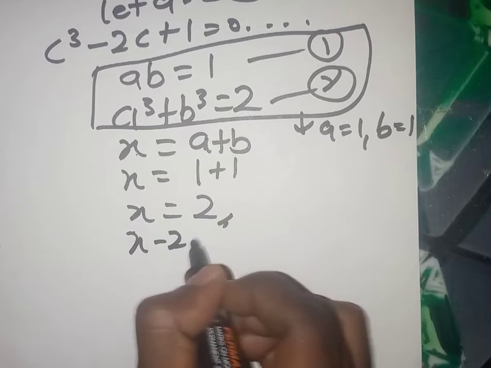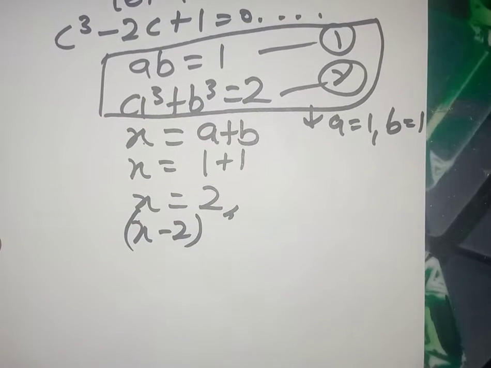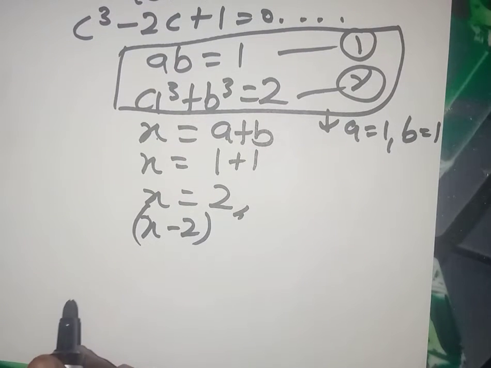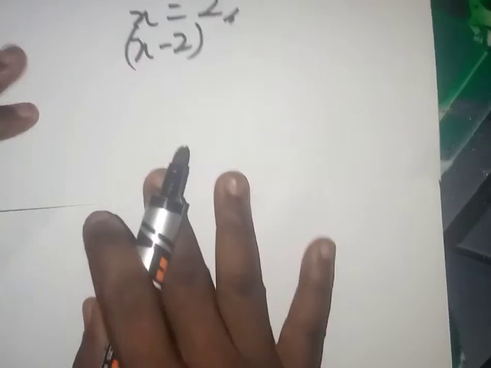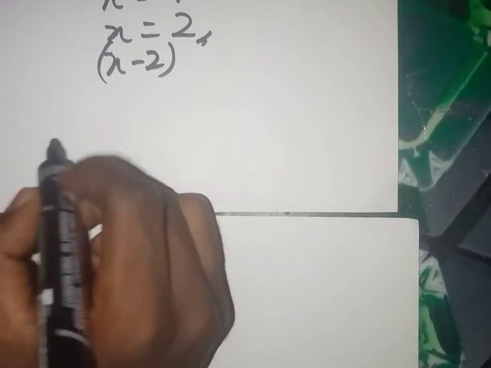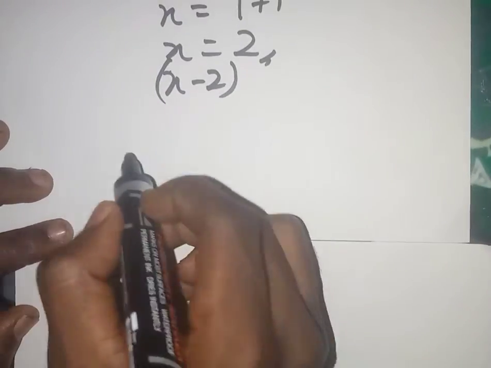So we have s minus 2 over here. How do we get the other values of s? We can check that using long division. So let's use long division. Long division is basically the general equation.